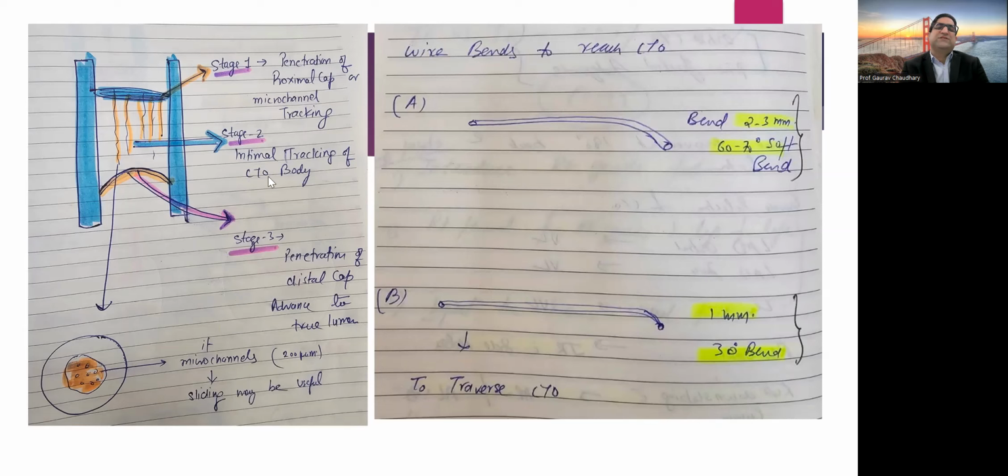But it is stage two where we have to cross the intima, that is the intimal tracking of the CTO body, and third is the penetration of the distal cap and advancing to the true lumen. There can be a few variations, as the CTO body can be a bit hard. Many times we need to escalate the wire. Escalation of the wire means we have to increase the tip load of the wire. De-escalation means downgrading the wire. We have to resort to low tip load or soft wires once we are through the body of the CTO.